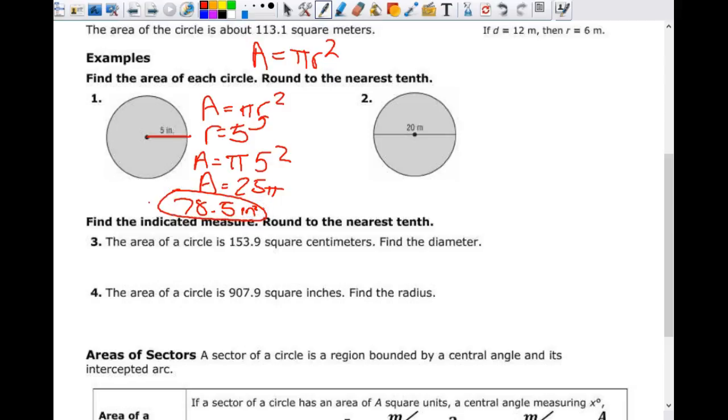So what does that mean? That means inside this theoretical circle that has a 5-inch radius, now this isn't necessarily completely true, that's not drawn to scale, but you will be able to fit in 78.5 1-inch squares inside the circle. And the 0.5 comes from the curves.